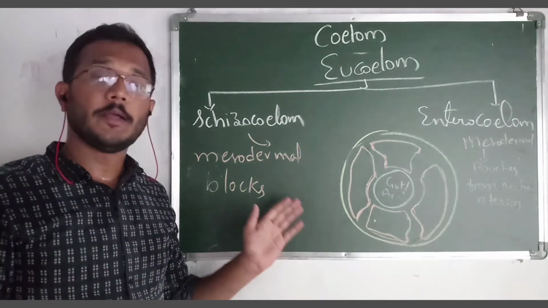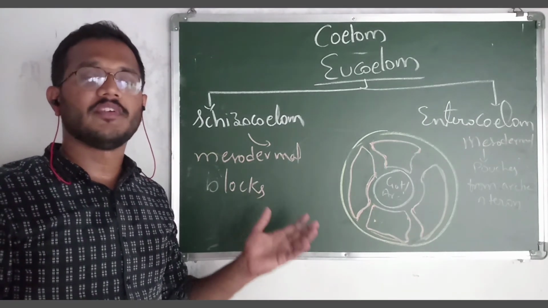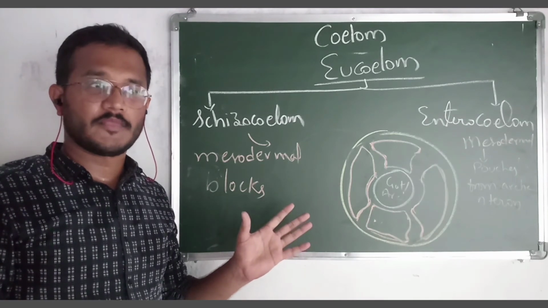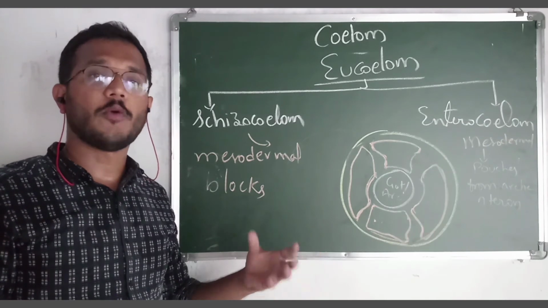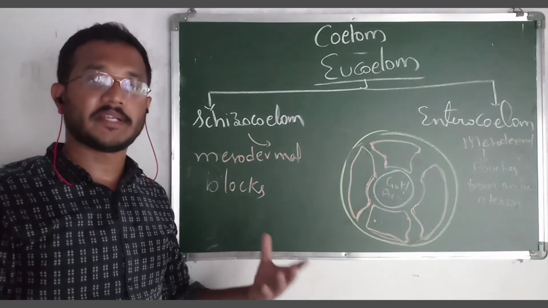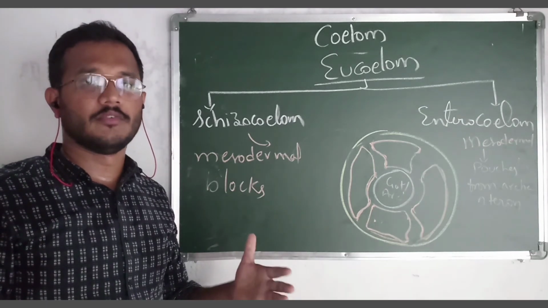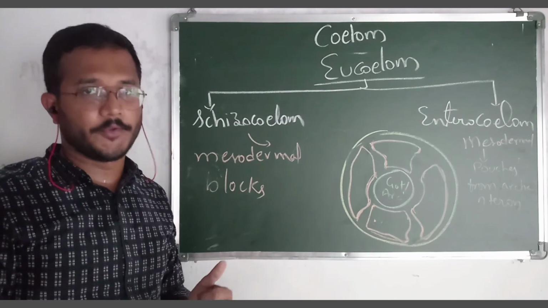This is about the basis for classification, and in the next video onwards we will start the classification, starting from the phylum Porifera. In Porifera we will see the structure, how many classes are there, what the special features and general characters are, and the classification. Like that, each and every phylum we will discuss in this manner.